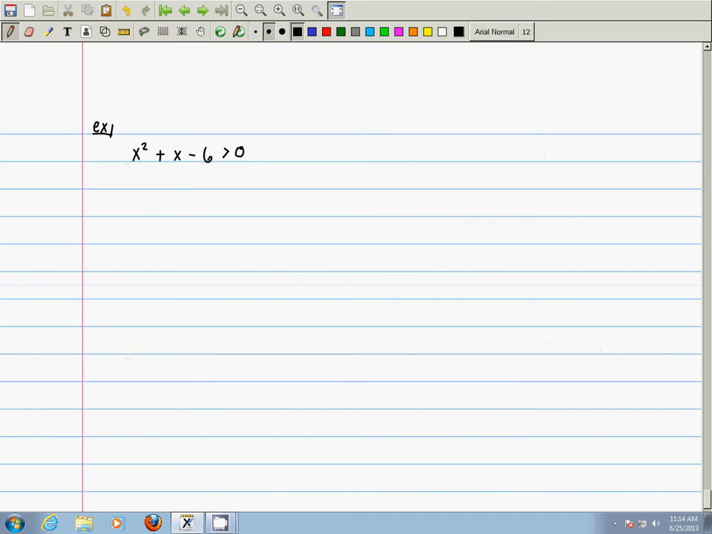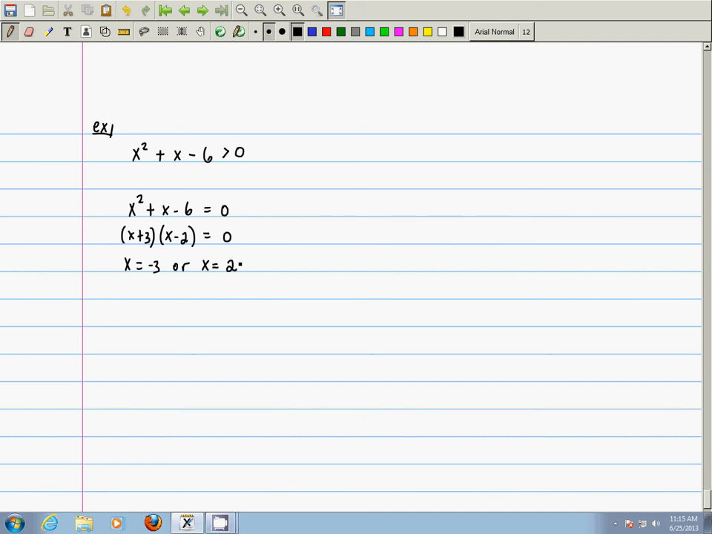Now, what we're going to do is we're going to factor this as if this was an equation. Is this an equation? No, it's an inequality, but we're going to factor it as if it's an equation. So x squared plus x minus 6 is equal to 0, so then I will get x plus 3, x minus 2 is equal to 0. So there are two solutions. So x is negative 3 or x is 2, right?